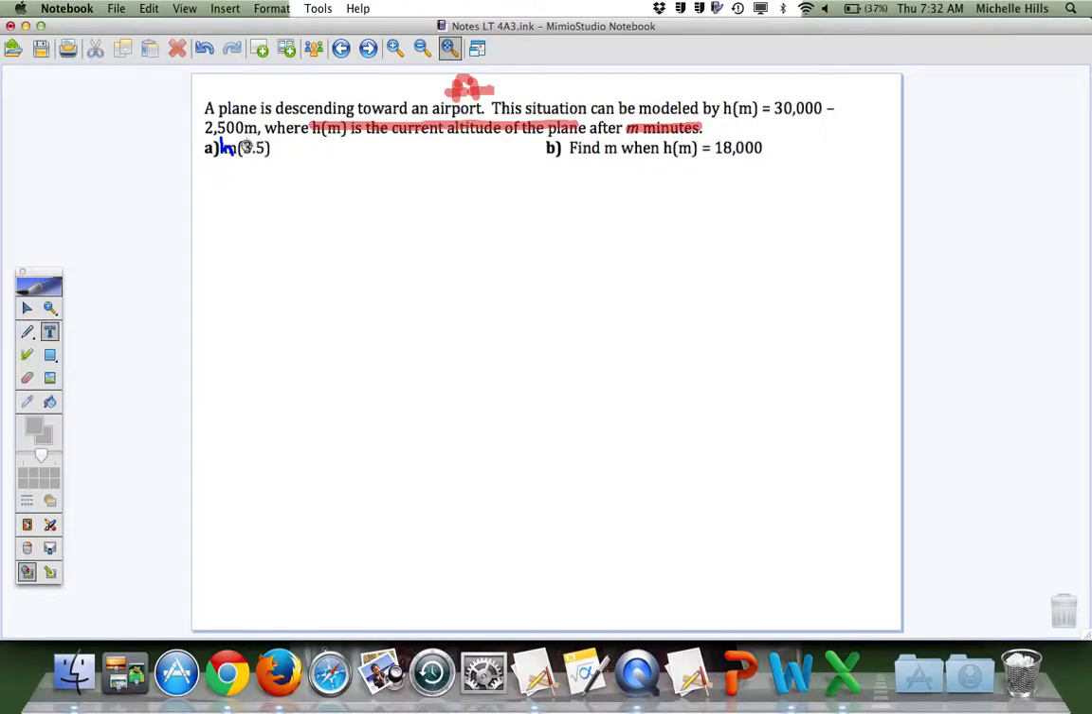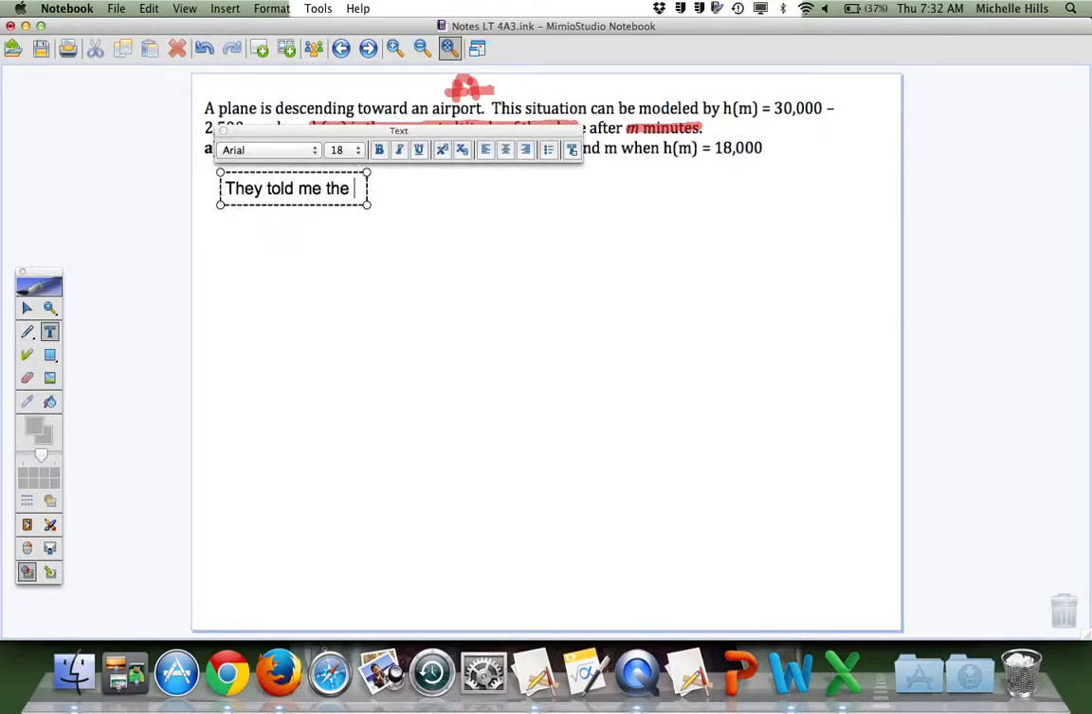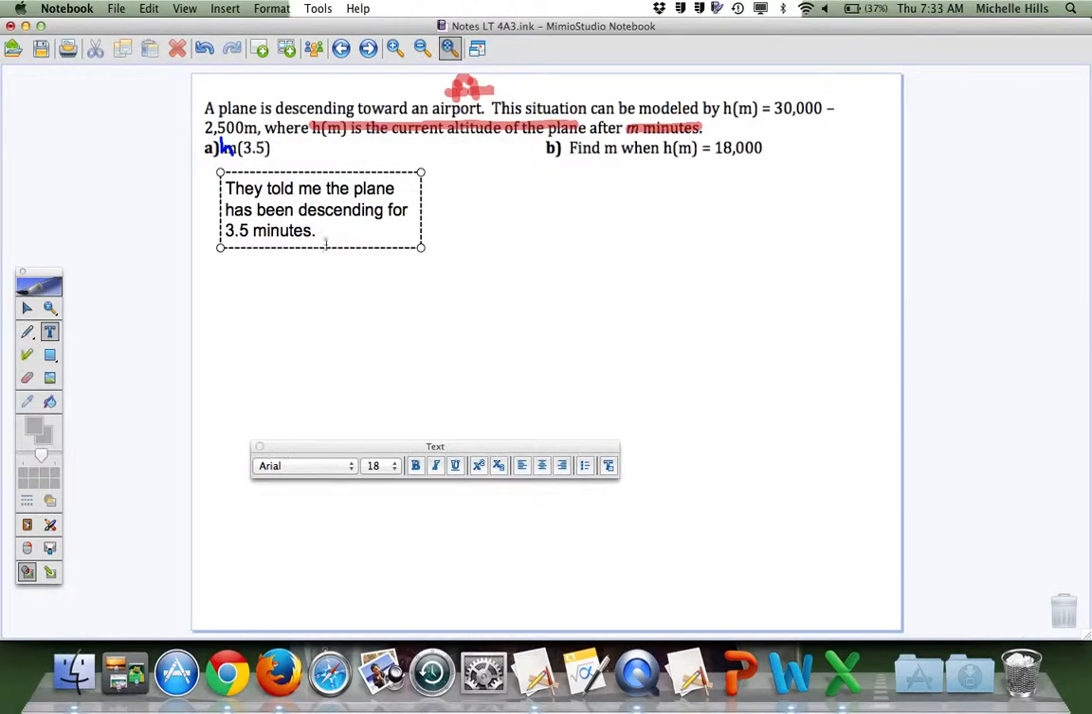So the number they gave me here is inside the parentheses. The thing that is inside the parentheses is m, which means they told me that it's been descending, it says descending, for 3.5 minutes. So they told me the plane has been descending for 3.5 minutes. Again, pause as you need to catch up with copying, which means if they told me this, they're asking for this other thing, the current altitude. They are asking for the current altitude of the plane.